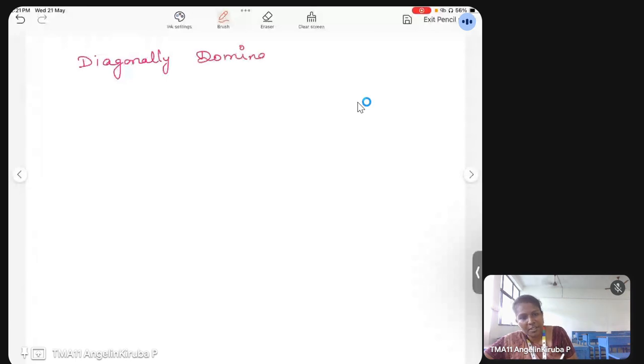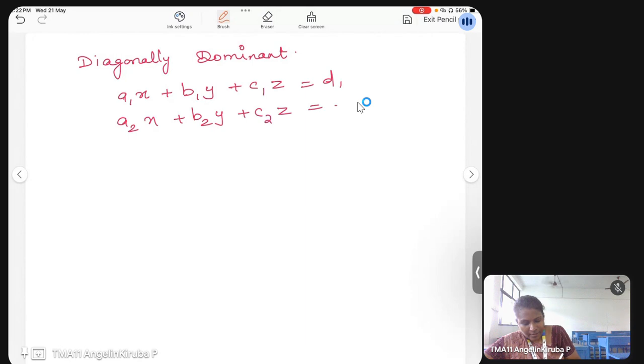Okay. So let us consider a set of three equations with three unknowns. That is a1 into x plus b1 into y plus c1 into z is equal to d1. a2 into x plus b2 into y plus c2 into z is equal to d2. And the third equation, a3 x plus b3 y plus c3 z is equal to d3. Okay, so this is a set of three equations.